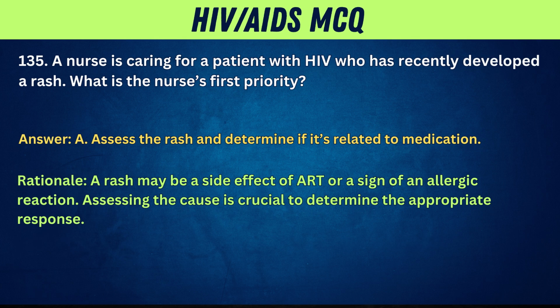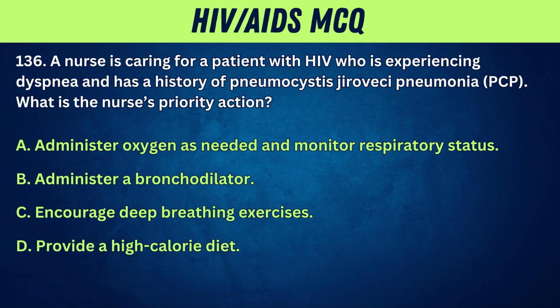Answer: A. Assess the rash and determine if it's related to medication. Rationale: A rash may be a side effect of ART or a sign of an allergic reaction. Assessing the cause is crucial to determine the appropriate response. 136. A nurse is caring for a patient with HIV who is experiencing dyspnea and has a history of pneumocystis jirovecii pneumonia, PCP. What is the nurse's priority action?